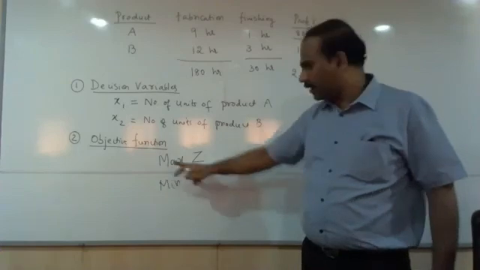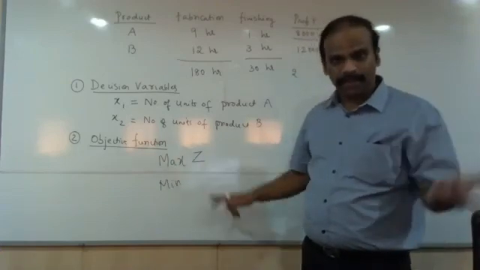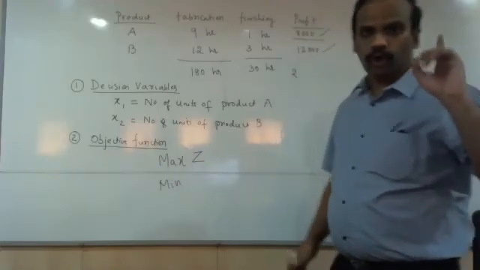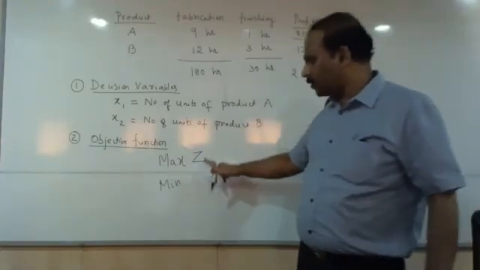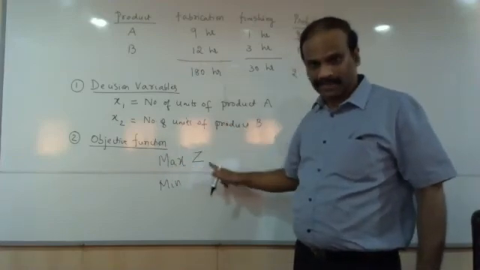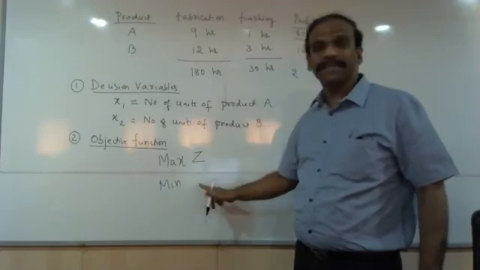If it is a maximization problem, we call it max z. If it is a minimization problem, we call it min z. That is the only difference. So always remember, z is always the objective function, and if it is maximization we call it max z; if it is minimization, it comes as min z.